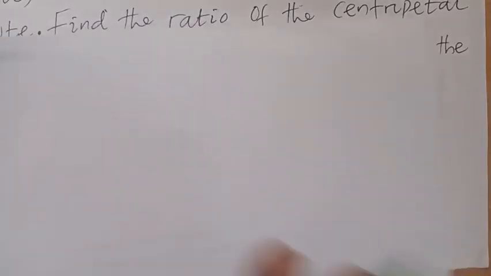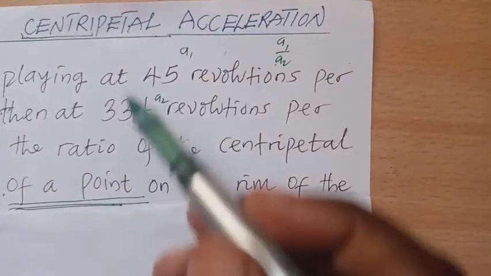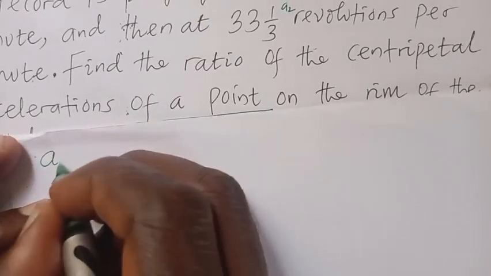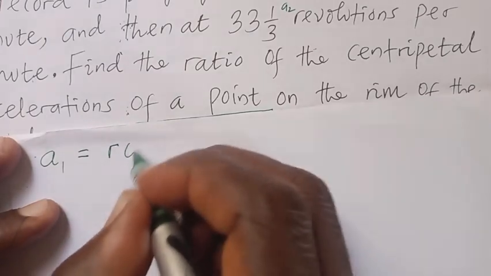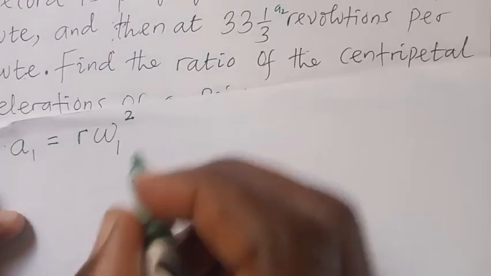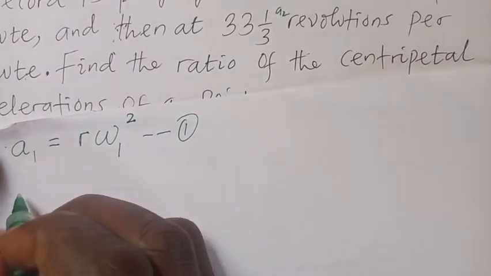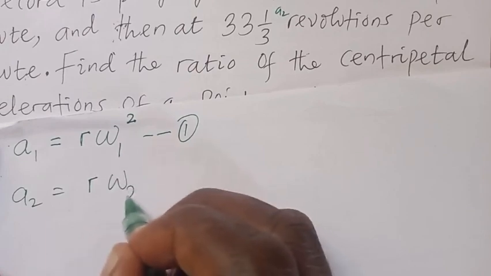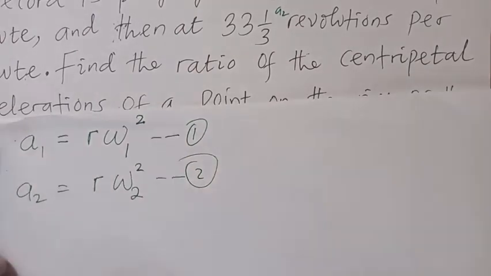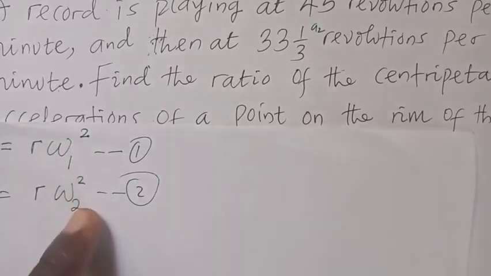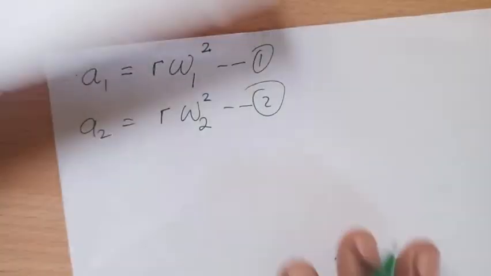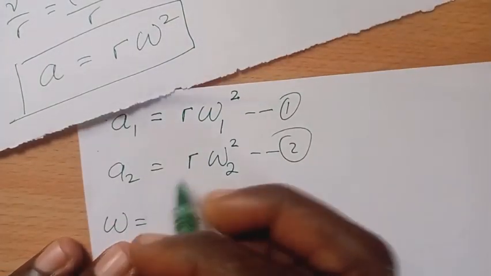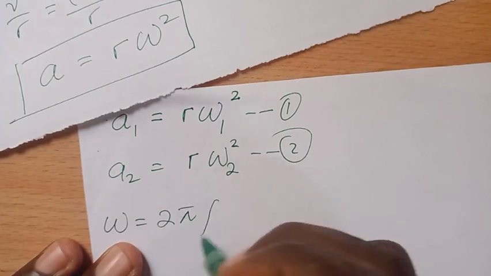we are going to have two equations with regard to these two angular frequencies. The first one is that we will have a1 is equal to r omega 1 squared. Okay, we call this equation 1, and then the second one will be a2 is equal to r omega 2 squared, and we call this equation 2. Then how do we find this omega 1 and omega 2? Okay, the omega 1, remember we said in our previous class, omega is 2 pi f.